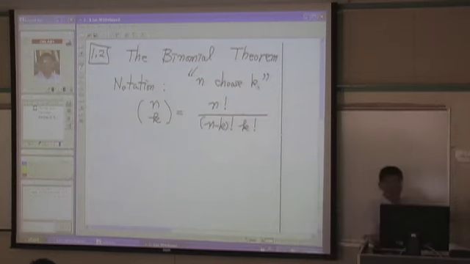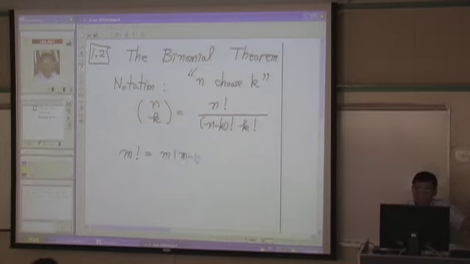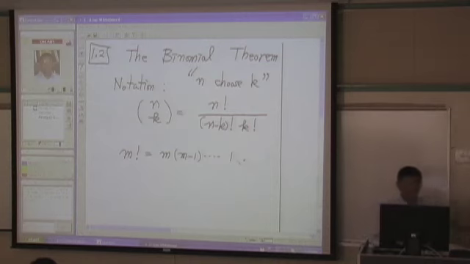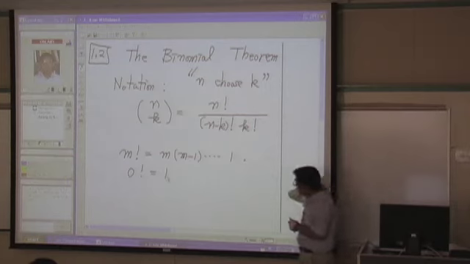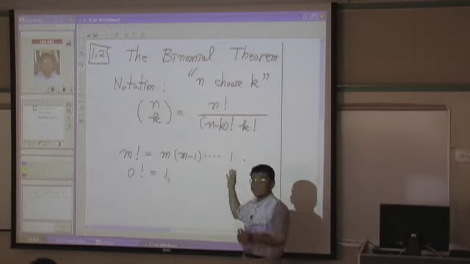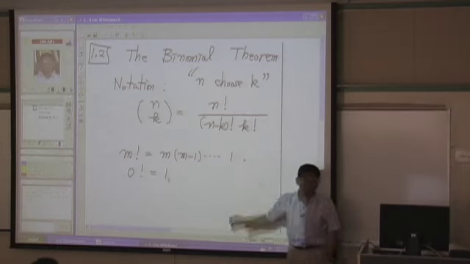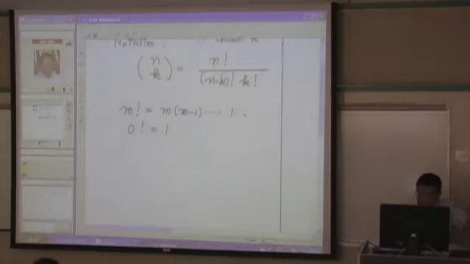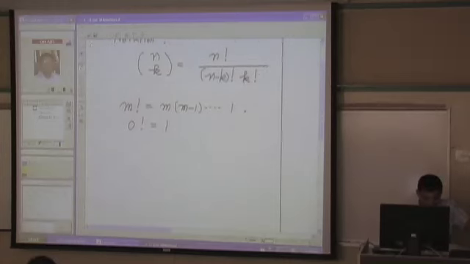And of course, I already let you know the meaning. For instance, if you have m factorial, it means we are multiplying numbers m through 1, or 1 through m. This is called m factorial. And by definition, 0 factorial is 1. These are all definitions. Any questions about the choose notation? Then the next thing that we will use from now on is the binomial theorem.